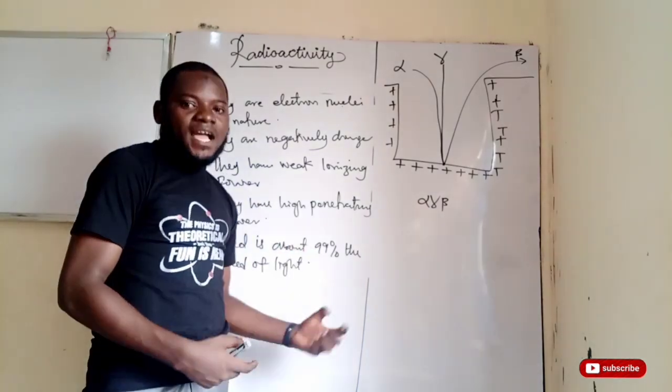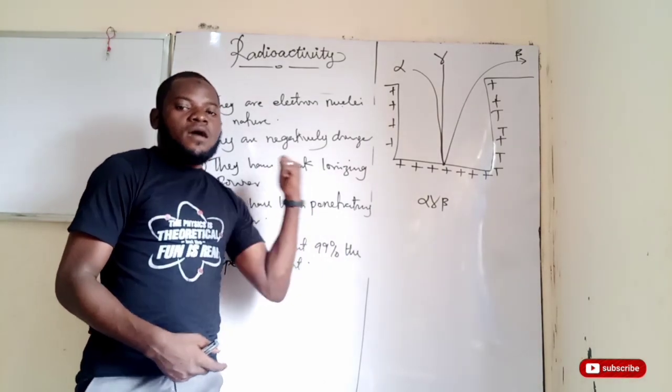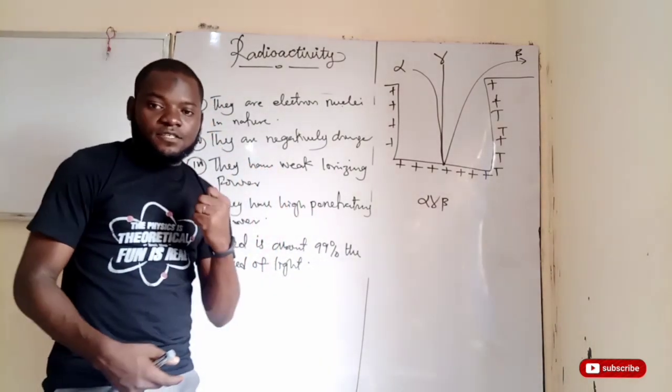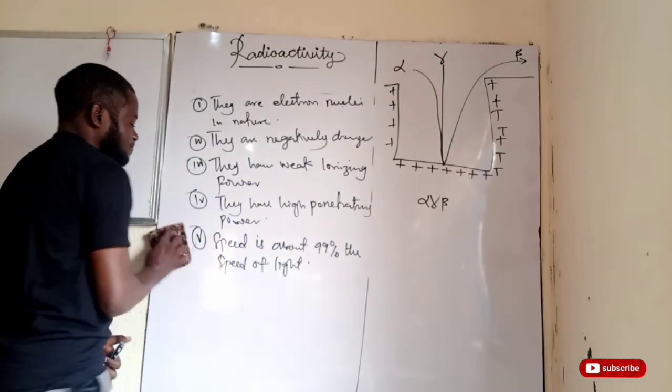Hence, they are faster than that of what? Than that of alpha particle. Is that taken out? So let's look at the third one.